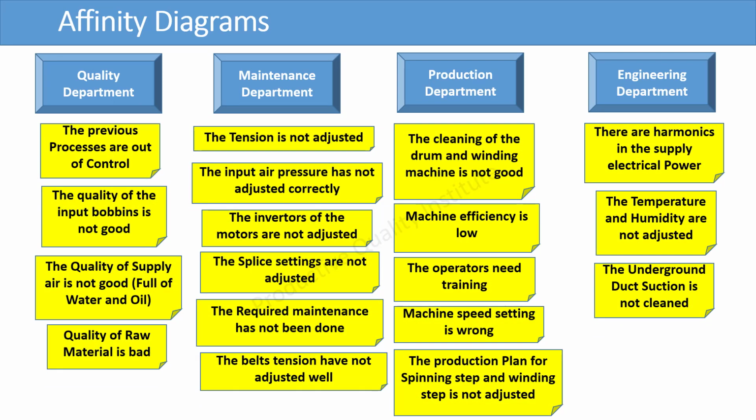For example, the previous processes are out of control, the quality of the input bobbins is not good, the quality of the supplier is not good, full of water and oil, and the quality of raw material is bad. All these issues are related to the quality department. The cleaning of the drum and winding machine is not good, machine efficiency is low, the operators need training, machine speed setting is wrong, and the production plan for the spinning step and winding step is not adjusted. All these issues are related to the production department, and so on.